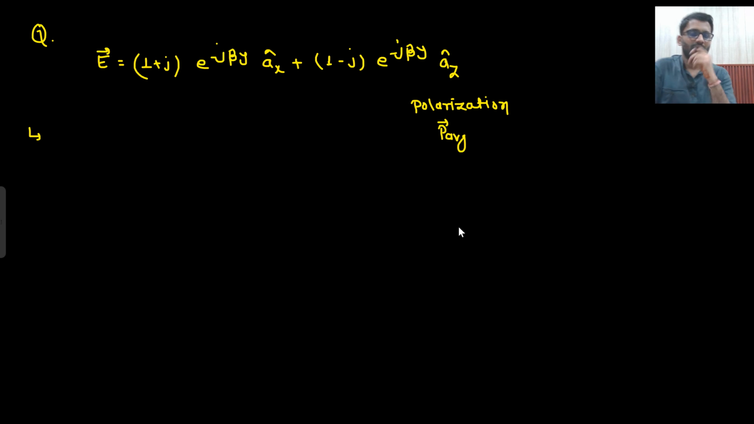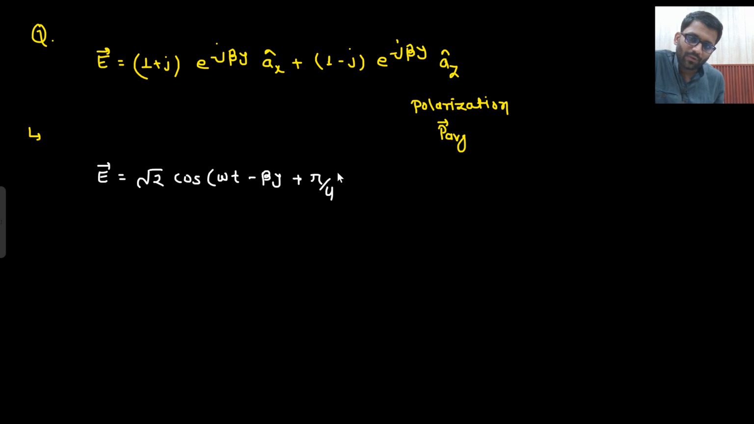Let's see this question now. Try doing it on your own. Now I will write down the function, and you let me know, can I write it down in this manner? E is equals to under root 2 cos omega t minus beta y plus pi by 4. Did you understand what I did here? How much phase shift will this provide? J is providing you pi by 2, e to the power j pi by 2.